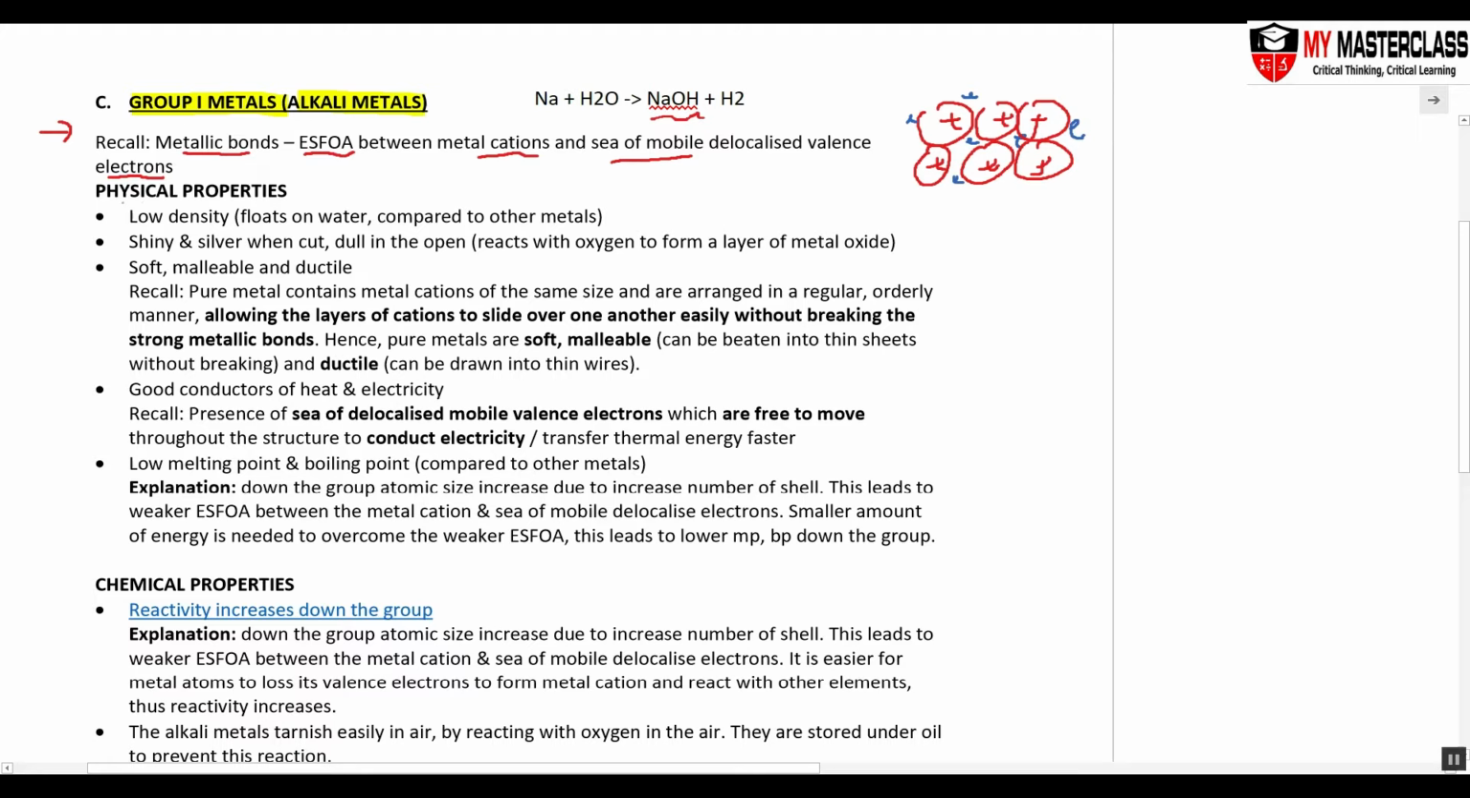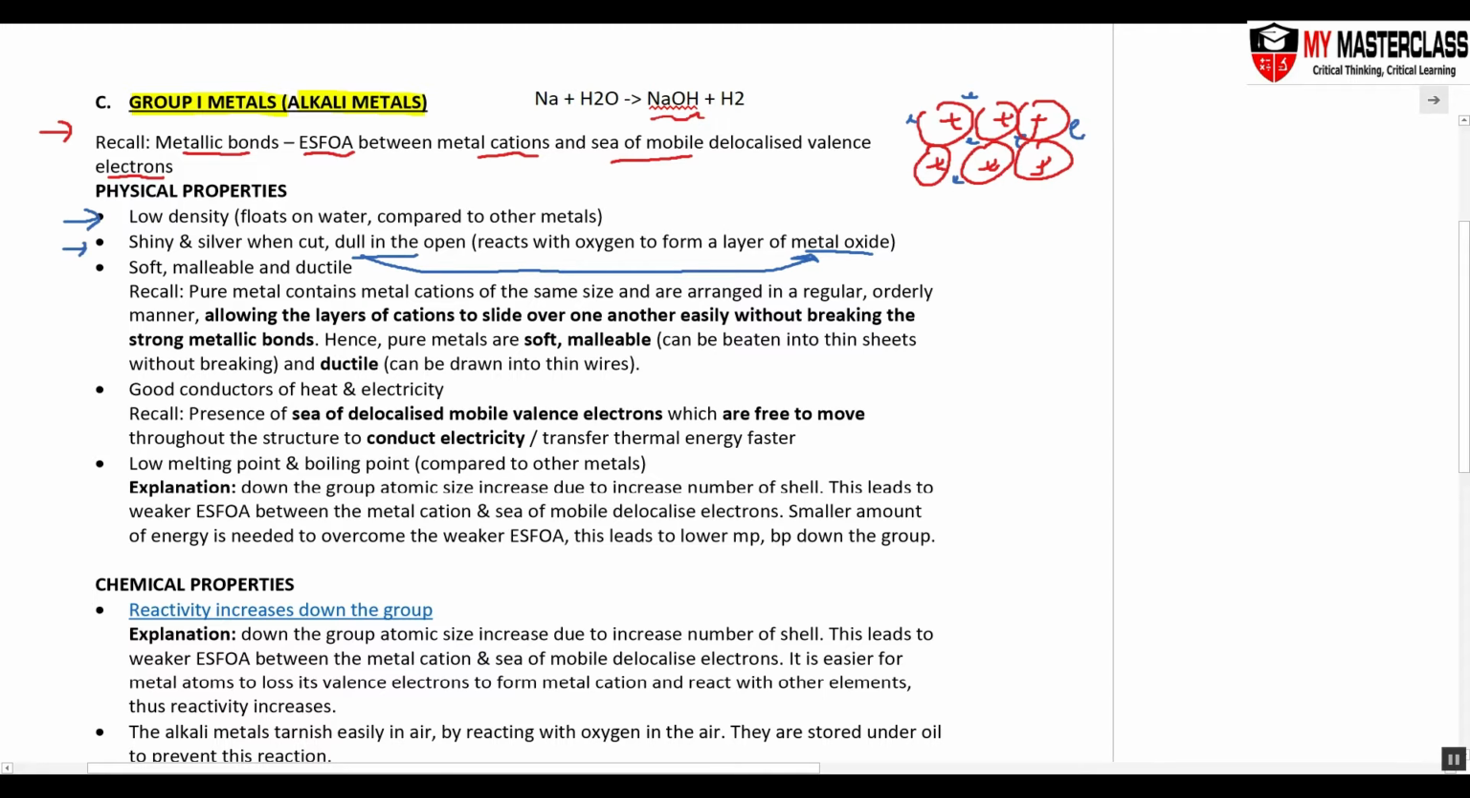So there are some physical properties that we have to know for your group 1 metals. They are low density, they float on water. Other metals, your transition metals especially, usually will sink to the bottom. They are shiny silver when I cut it, and then they are dull. After I cut it and leave it open, it is dull and gray. So dull and gray is typical metal color. Why is it dull? It's because it reacts with oxygen in the air. They are very reactive metals. They form a layer of metal oxide, and the metal oxide is a dull gray color.